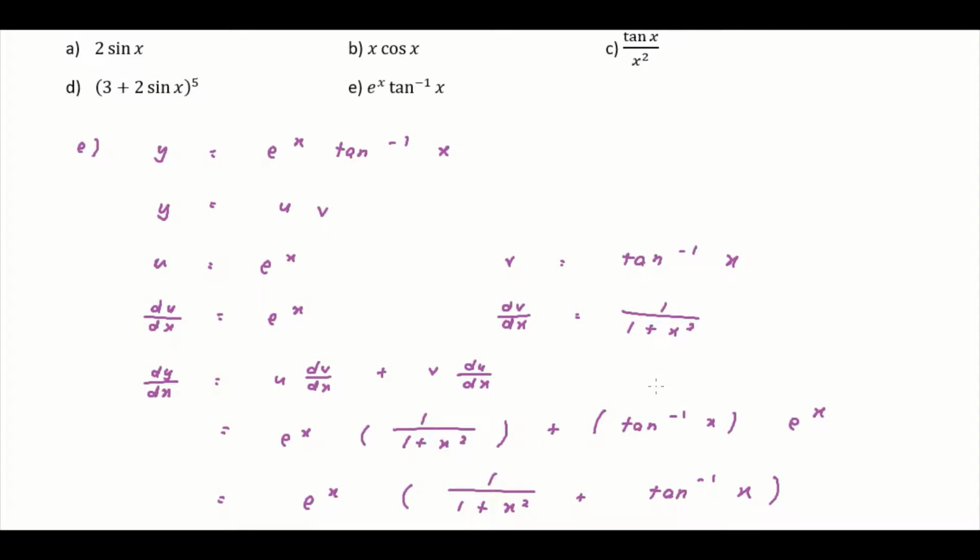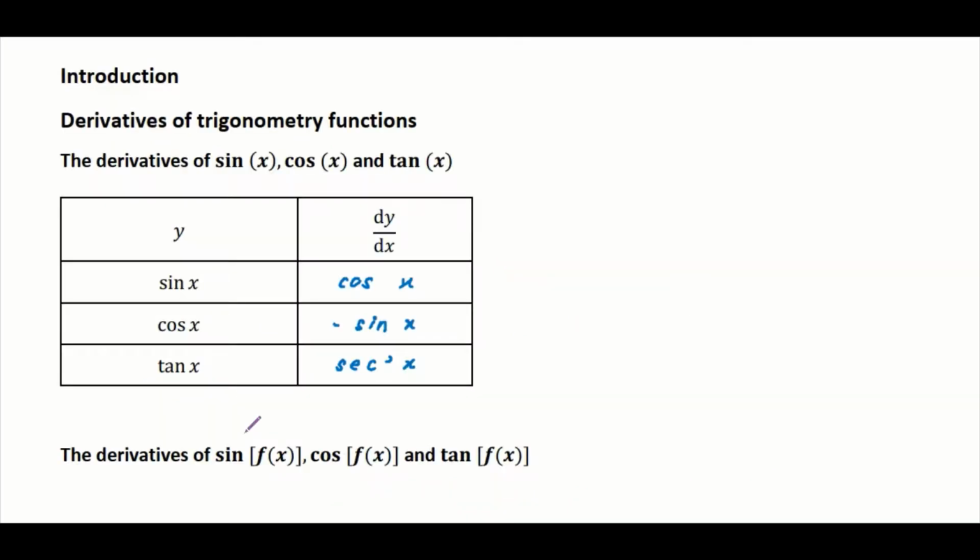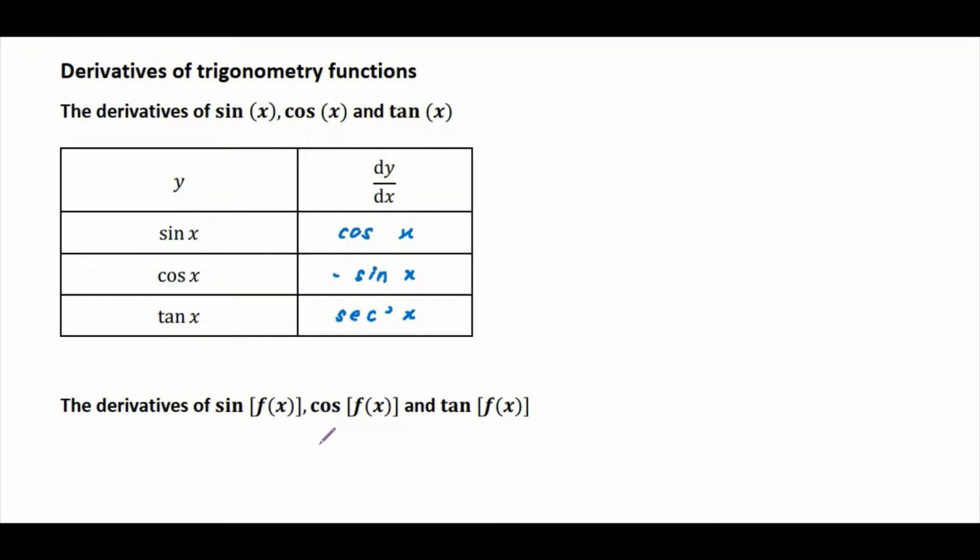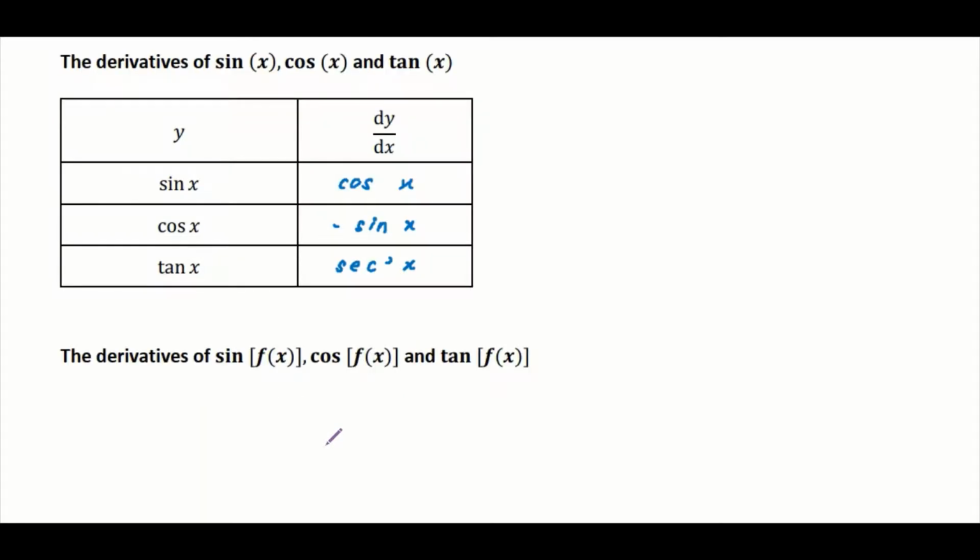Alright, so let's move on to the next part, which is the derivative for f(x). Now let's look at the second part, where we need to learn how to derive the derivative for the sine, cos, and tangent of a function f of x. We will use the same idea as what we have practiced so far for the natural base and for the natural logarithm as well.